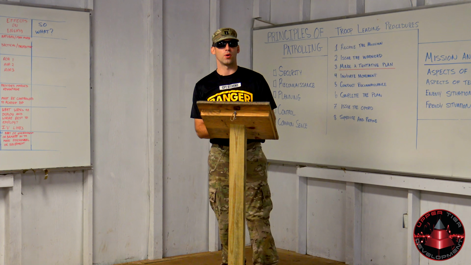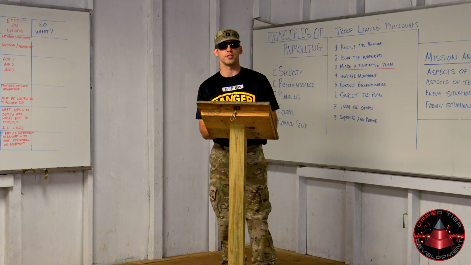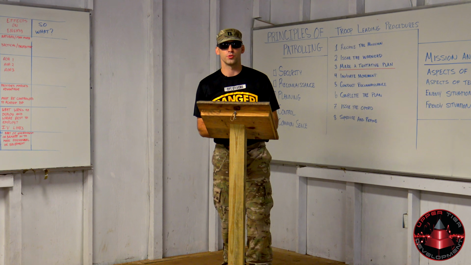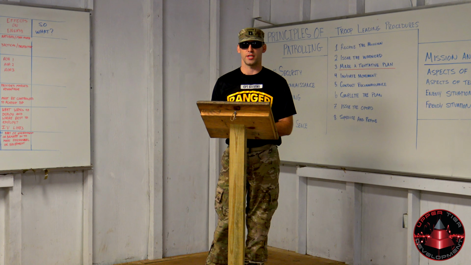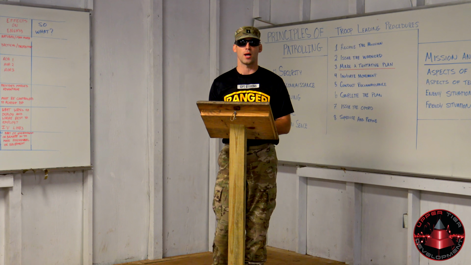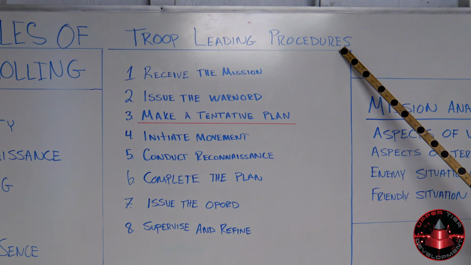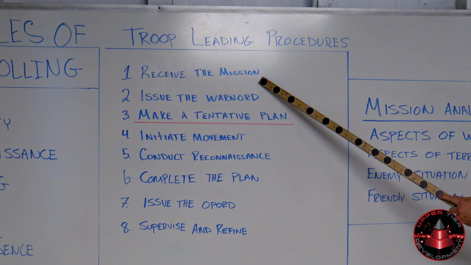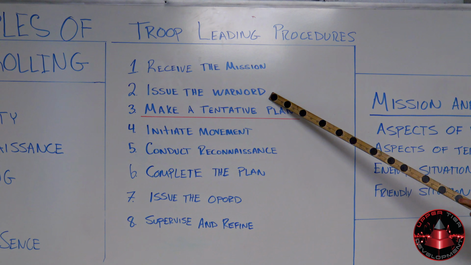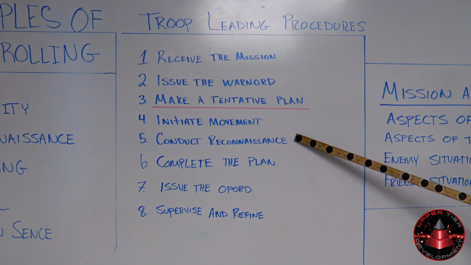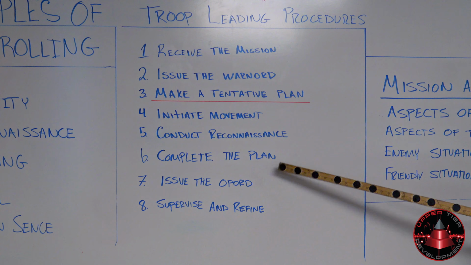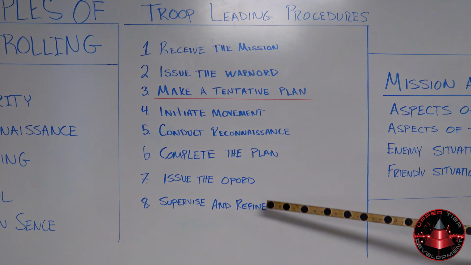Now we'll go ahead and go on to the actual troop leading procedures. So what are the troop leading procedures? Troop leading procedures is basically a process to help you create a plan to accomplish a mission. There's 8 steps to this. First one being receive the mission, followed by issue a warning order, make a tentative plan, initiate movement, conduct reconnaissance, complete the plan, issue the operations order, and then supervise and refine.